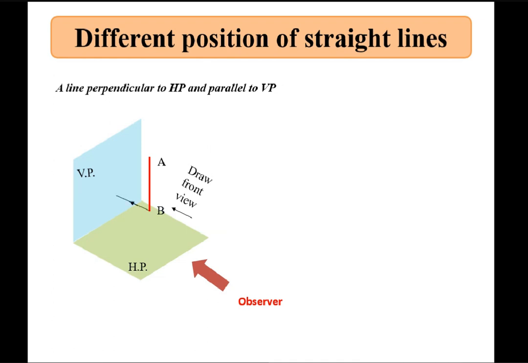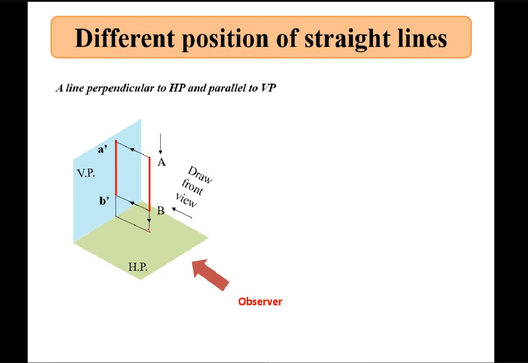Say this is AB. I have drawn projectors here and joined the two points. This point is A dash, and this point is B dash. Now I draw the corresponding top view. I look at it from the top. Initially, point A will be visible to me, then point B will be visible to me.